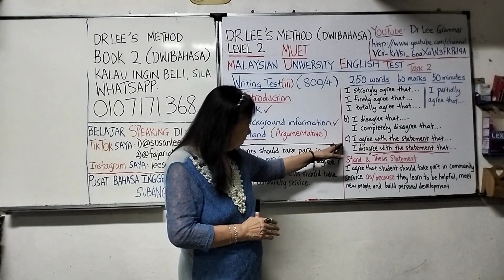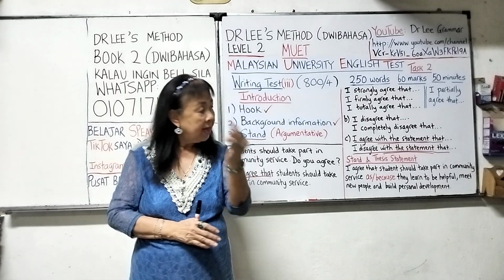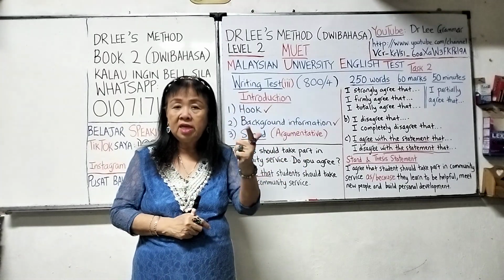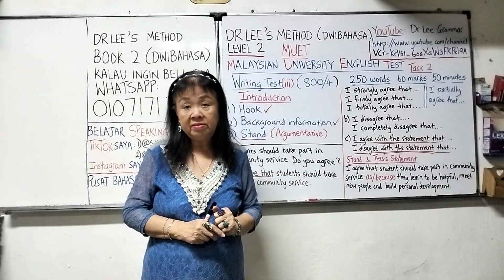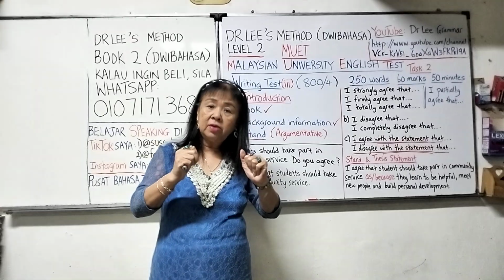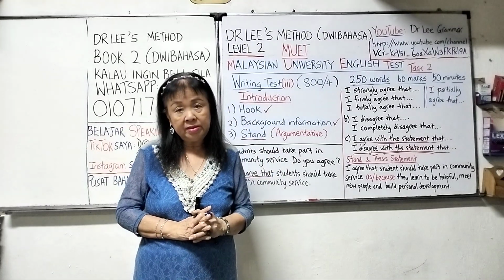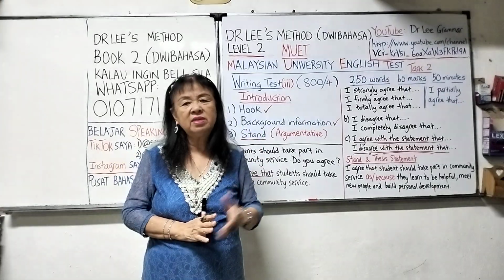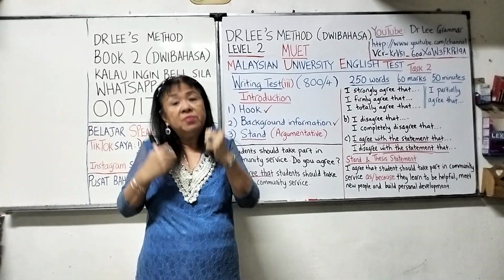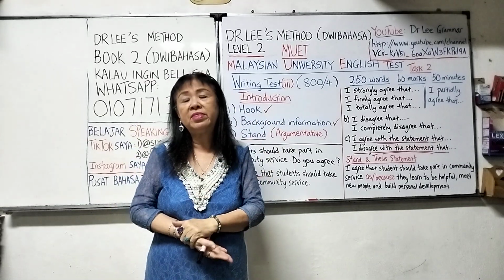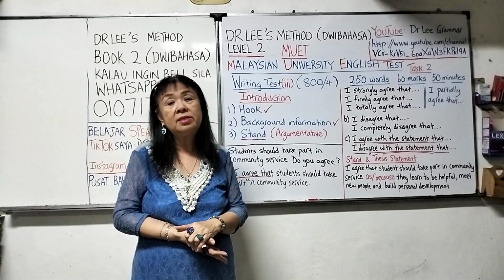You can also say like this: I agree with the statement that students should take part in community service. Or I disagree with the statement that students should take part in community service. Of course, you can also say, I totally agree with the statement, or I totally disagree with the statement that, and then copy down the sentence, the topic. Is it okay? Yes, it is.